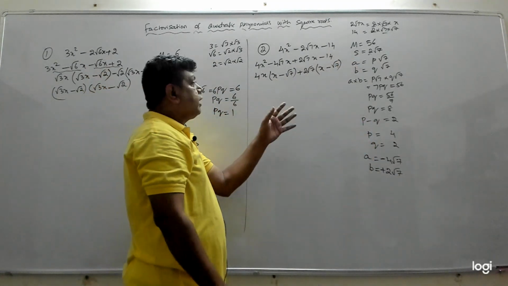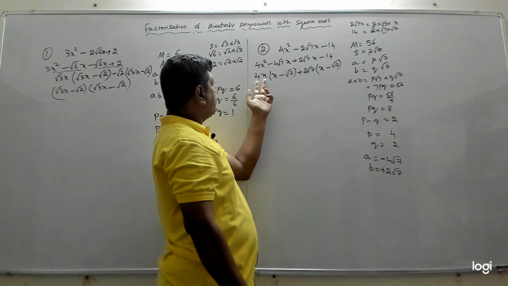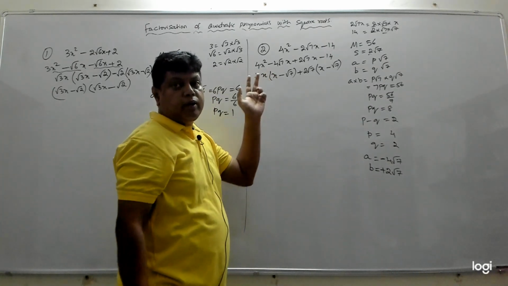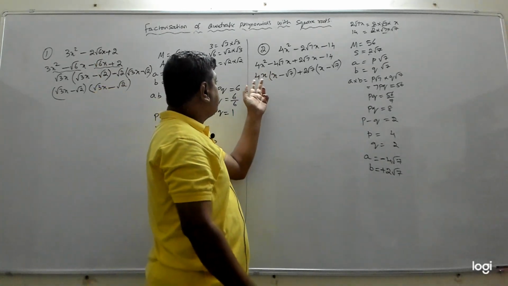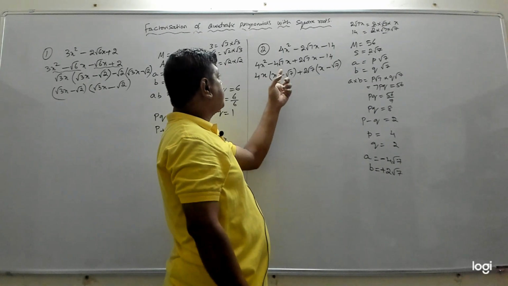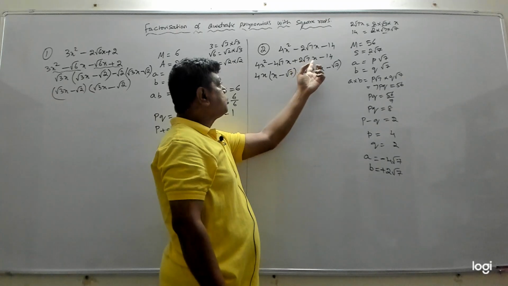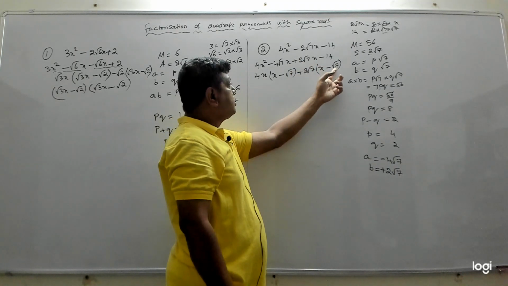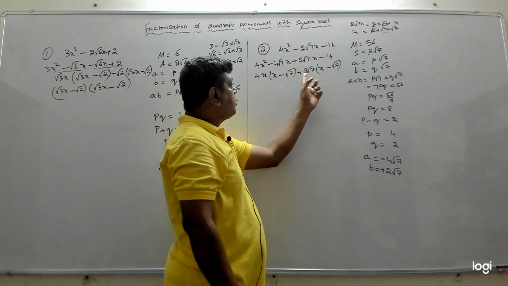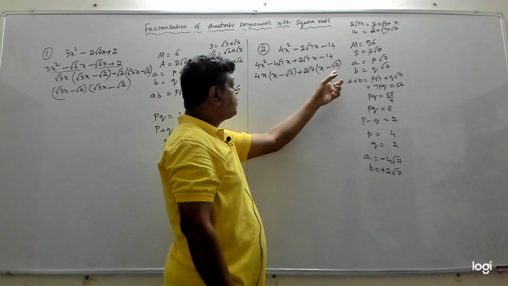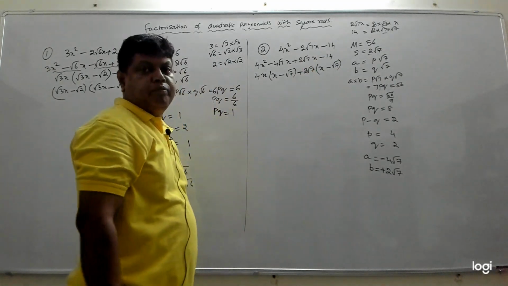Now if you multiply again, if you multiply 4x into x, you will get 4x square. Then 4x into minus root 7, you will get minus 4 root 7x. Then 2 root 7 into x is 2 root 7x. 2 root 7 into minus root 7 will give you minus 2 into root 7 into root 7 is 7. 7 times 2 is 14.